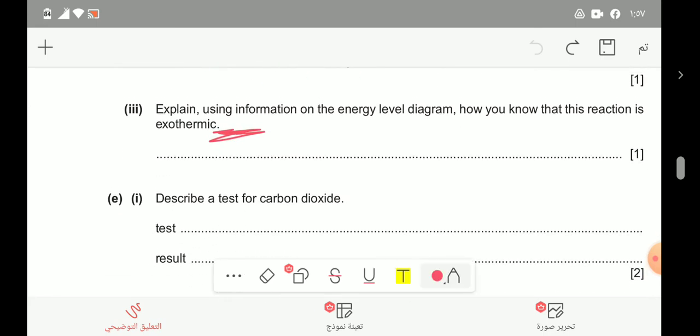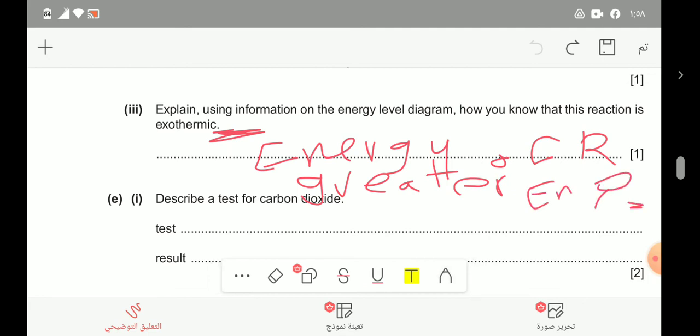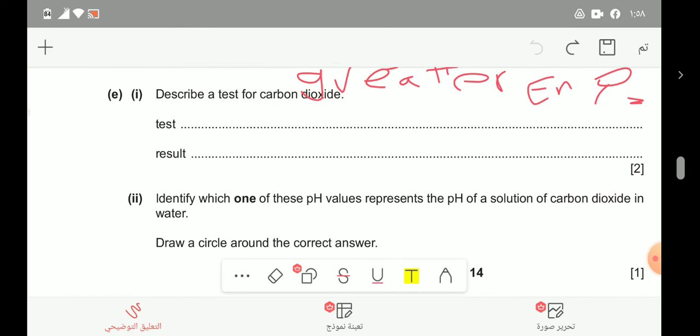So you can write: energy of reactant greater than, or larger than, energy of product. Okay, energy of reactant greater than energy of product.